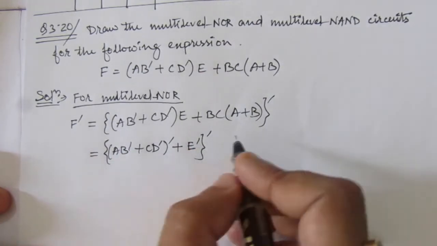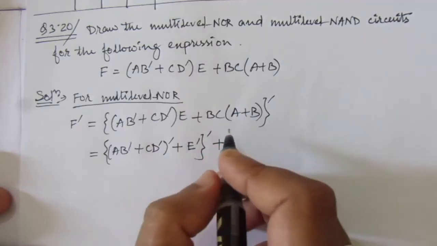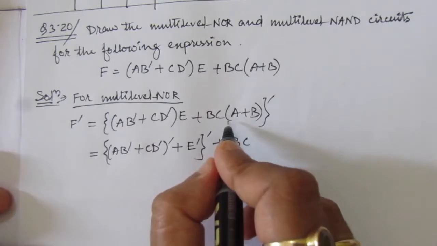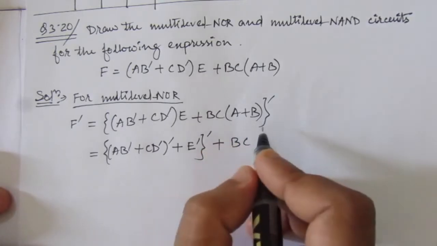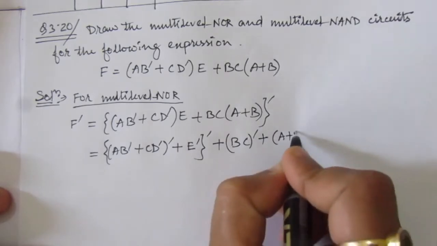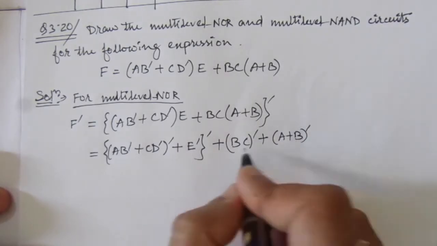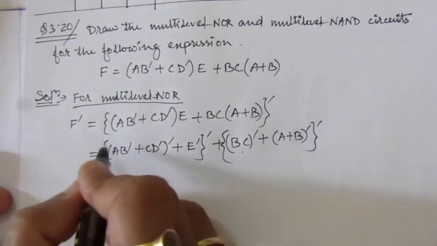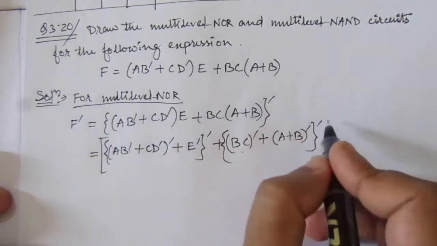Then here also we can write BC. If we consider BC to be A and this term to be B, AB, we can write it as (A' + B')', meaning (BC)' plus (A + B)' whole bar, that is, B' and (A' + B')' with the whole bar. Then we have another complement, this one.